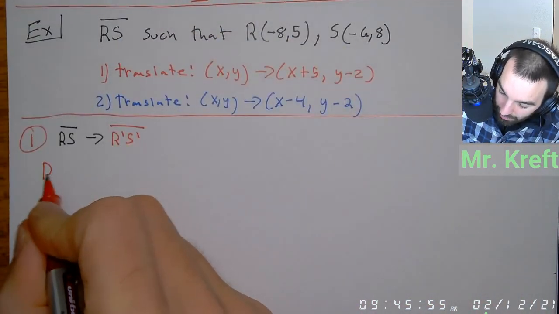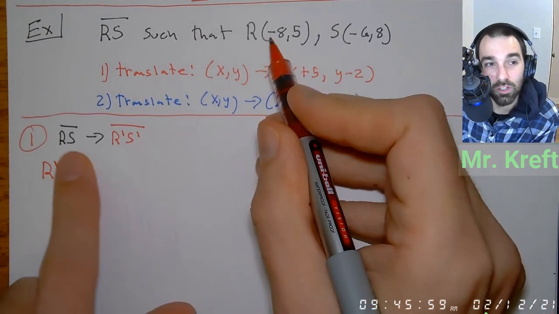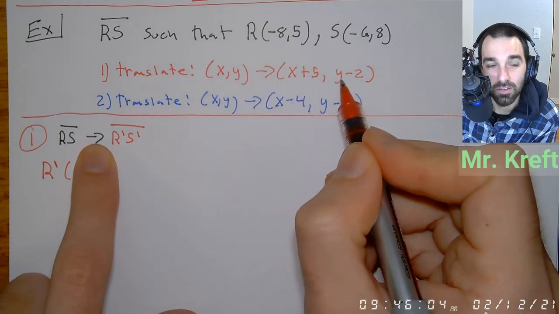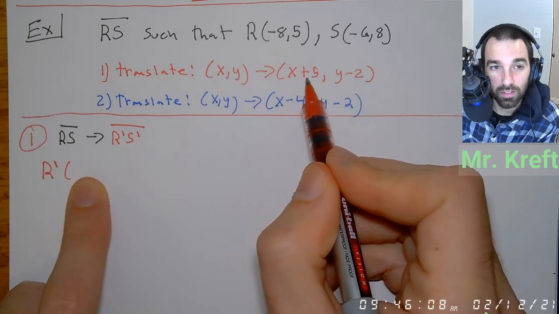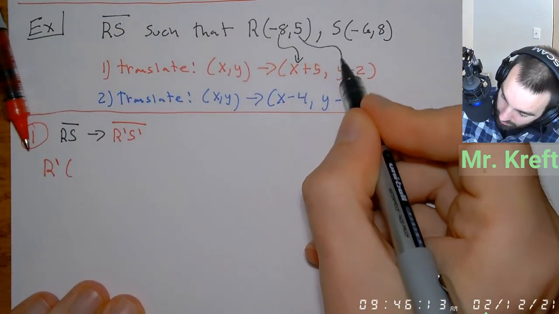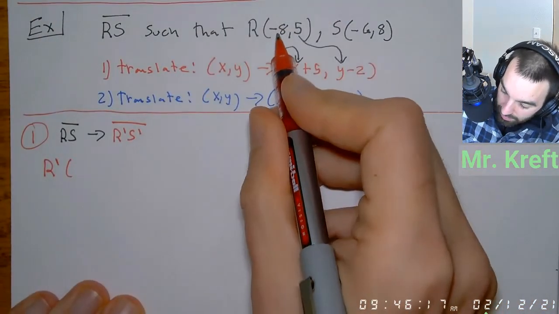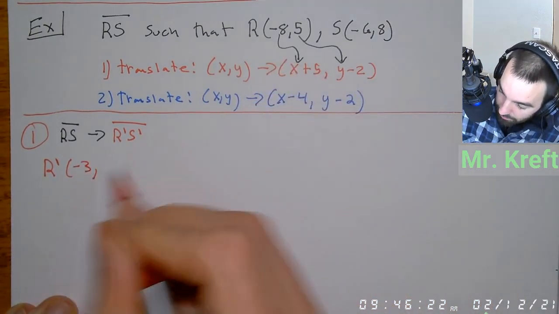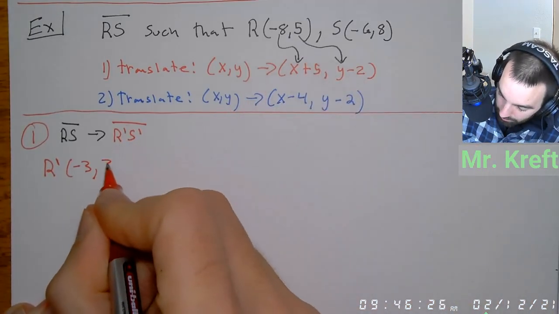Okay, so to do this, I'm going to have to find R prime. Remember, I'm going to take my original R and put it into my formula. So here, I have -8 plus 5, right? You guys see that? I'm going to take this and plug it in here, and I'm going to take my 5 and plug it in there. So, what's -8 plus 5? -8 plus 5 is -3, and then 5 minus 2 is +3.